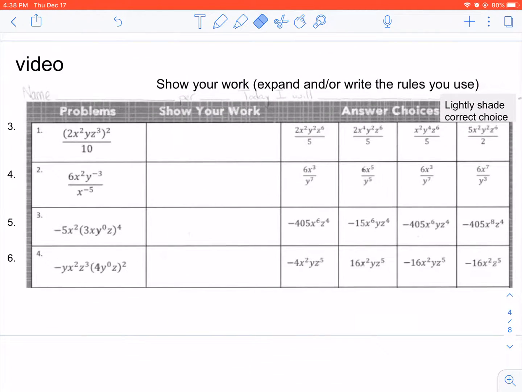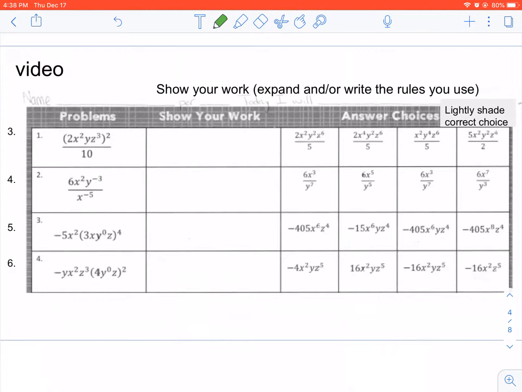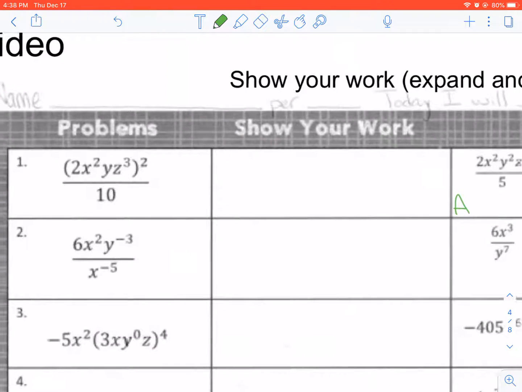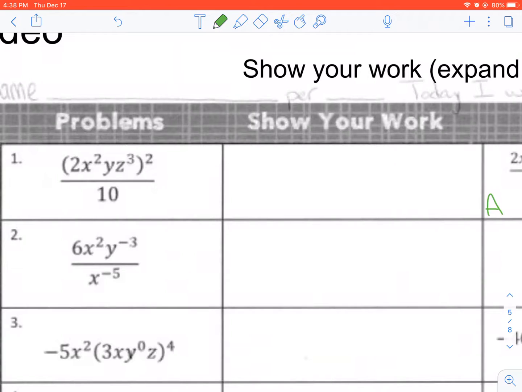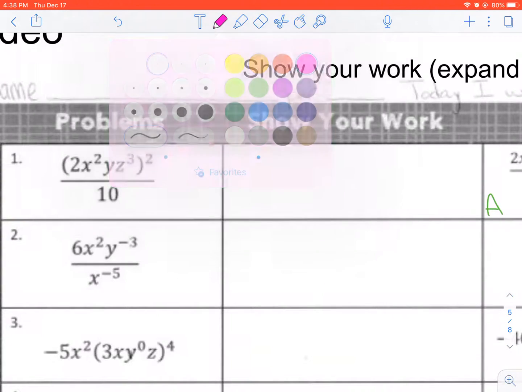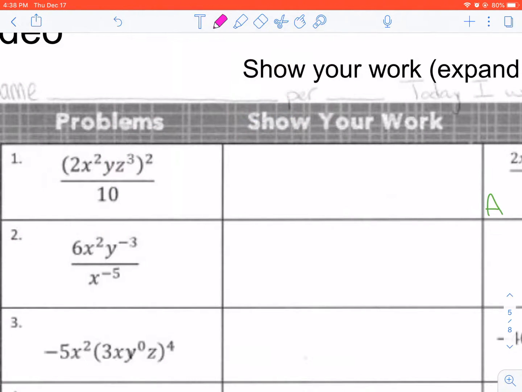The first example that we are going to do is going to be number 3. On your page, these should be labeled A, B, C, and D. So you are not going to be lightly shading, you are going to be choosing A, B, C, or D. We are going to do expanding so that you can see what's actually happening, and then I can also reference the rule so that you can see what's happening there.